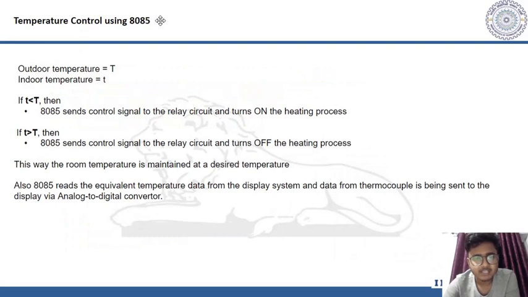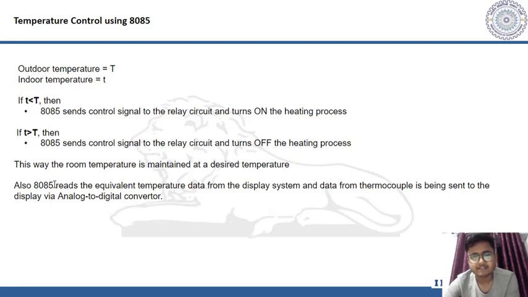Temperature control using 8085. Let's say the outdoor temperature is capital T and the indoor temperature is small t. If the indoor temperature is less than the outdoor temperature, then the 8085 microprocessor sends a control signal to the relay circuit, the thermostat relay circuit, and it turns on the heating process. And if the indoor temperature is greater than the outdoor temperature, the 8085 sends a control signal to the relay circuit and turns off the heating process and starts the cooling process. This way the room temperature is maintained at the desired temperature.